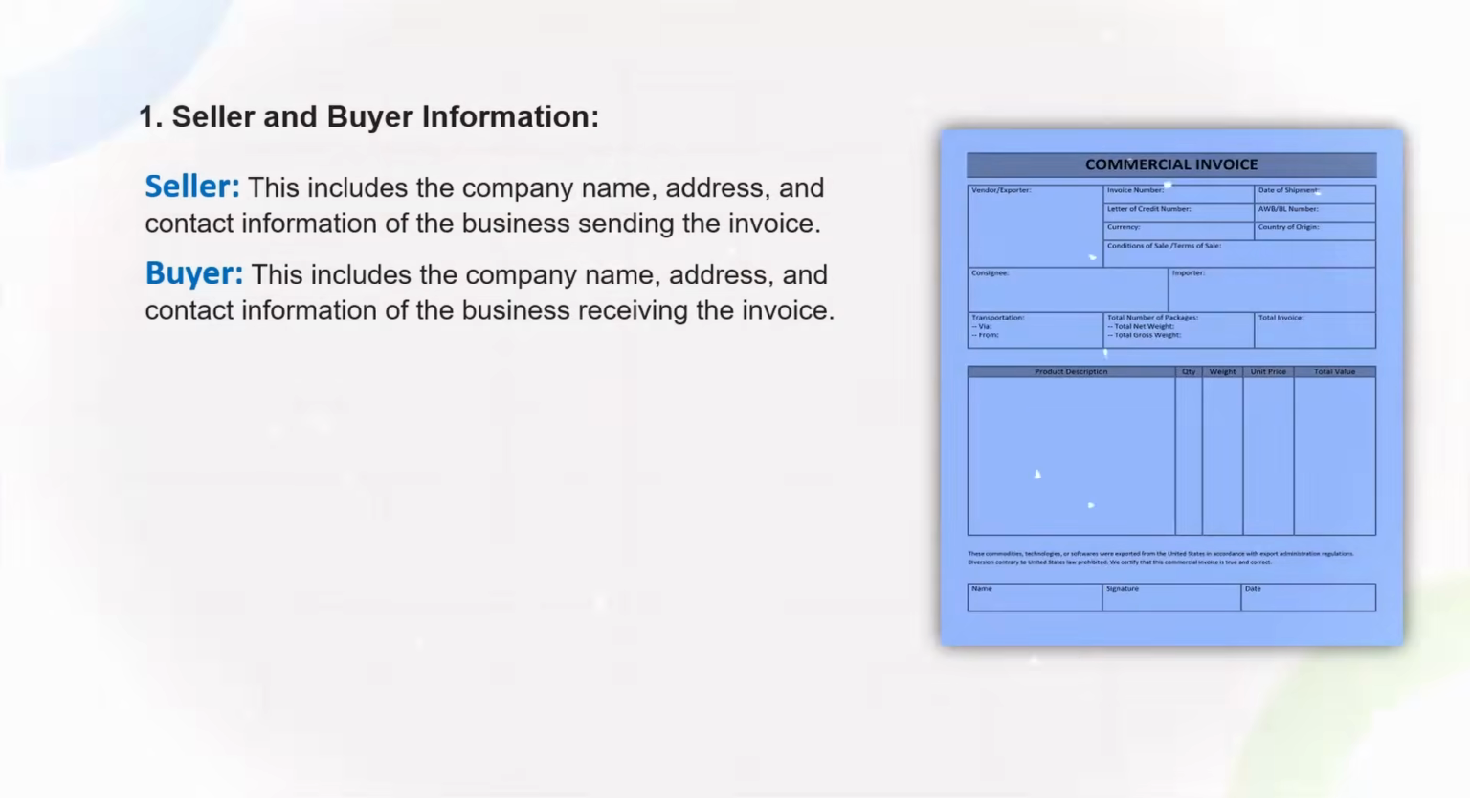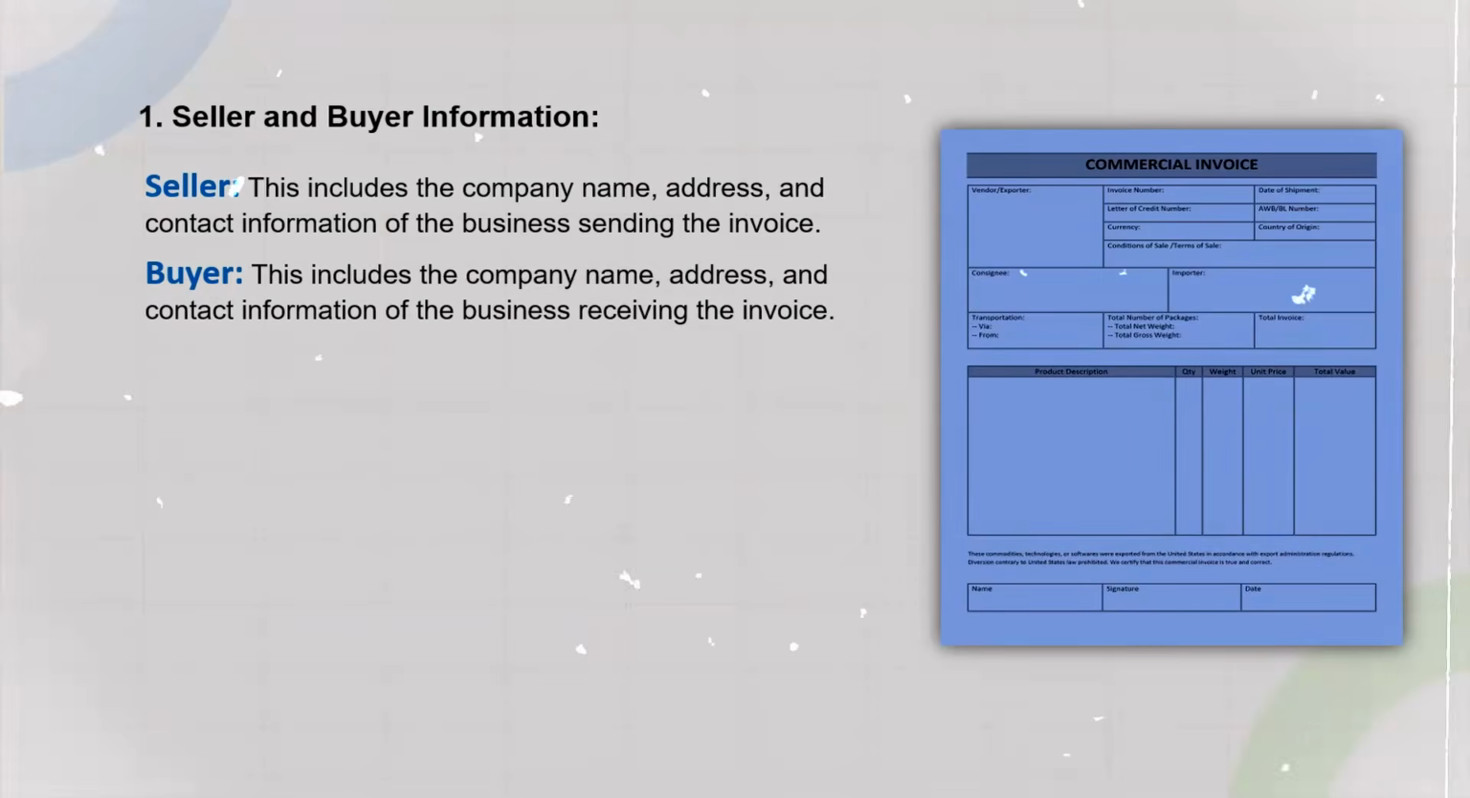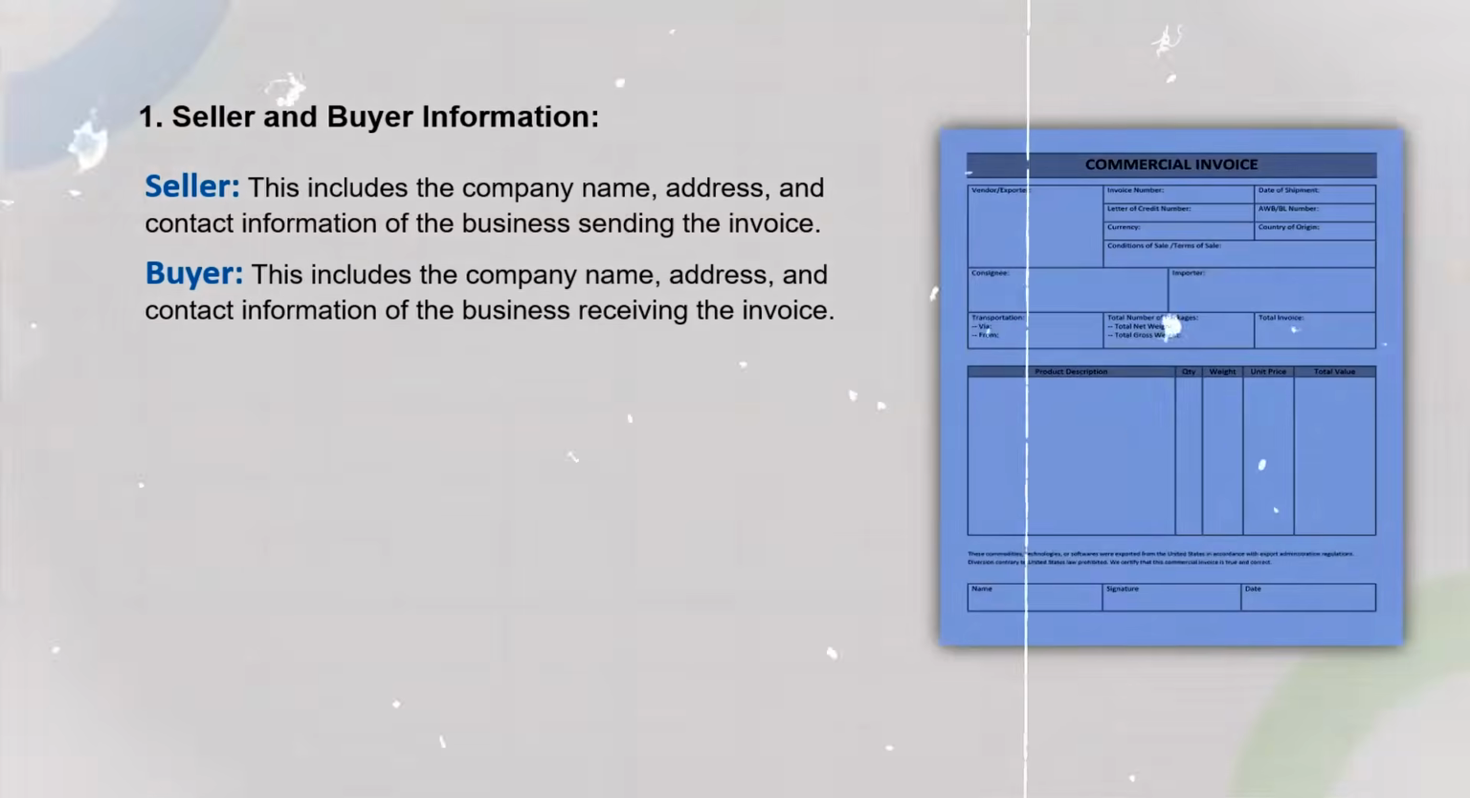Here you need to remember there can be two addresses of the buyer. One is the shipping address and one is the billing address. So the shipping address would be the address where the seller needs to send the goods, and the billing address would be the address where the seller would bill the invoice to get the payment.